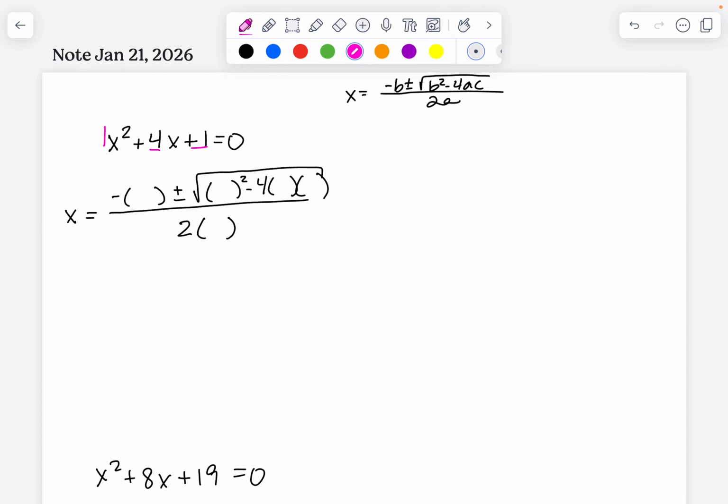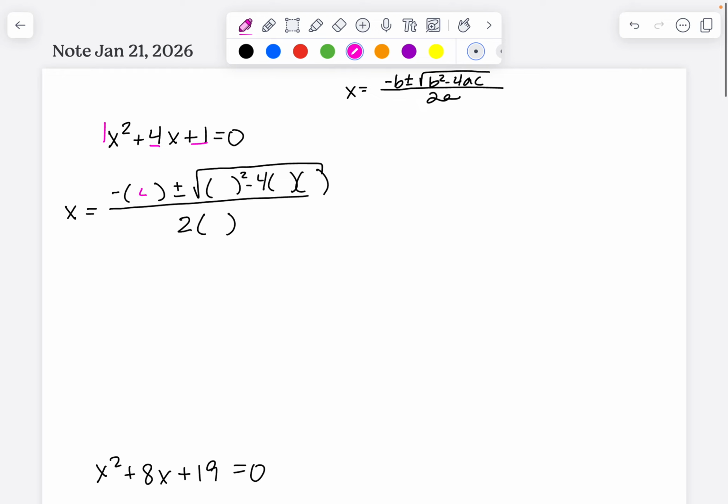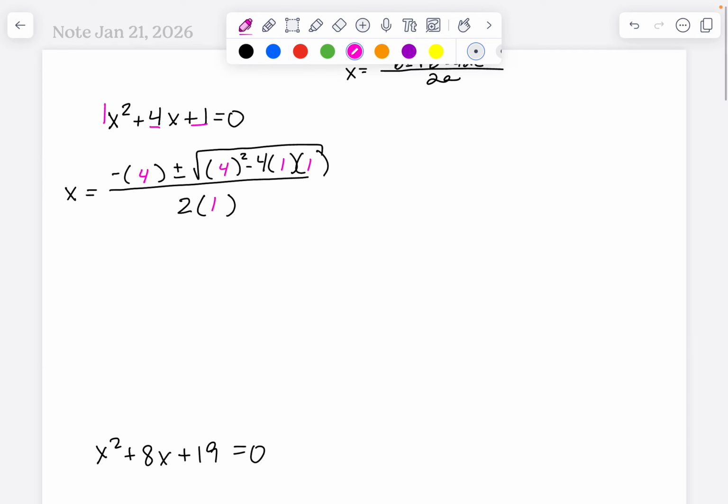So I'm going to go ahead and put in the first parentheses, this is a 4, it's a B, another B, A, C, A. All right. In my calculator, I'm just going to type in this: 4 squared minus 4 times 1 times 1 with the parentheses. When you do that, you get 12. So this turns into negative 4 plus or minus the square root of 12, over 2.